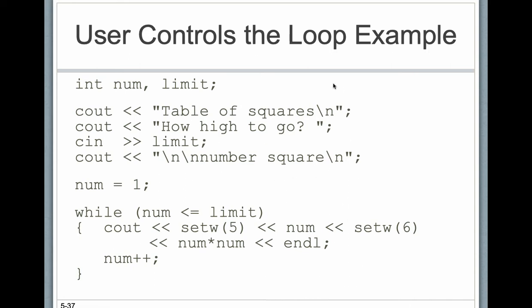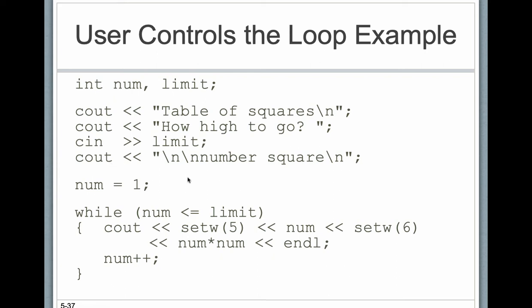This is an example where the user will control the loop. Integer num and limit. Num will be a counter, and limit will be the maximum number of repetitions that the loop will take. Cout, table of squares. Cout, how high to go. Cin, we capture the limit. This is the value that will allow us to set up how many executions the loop will take.